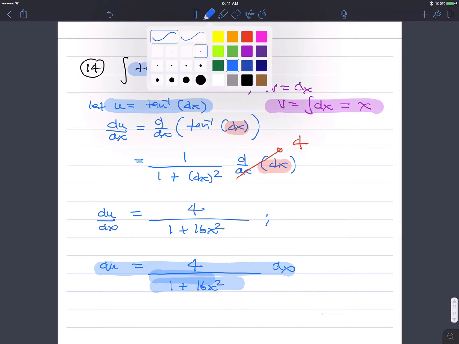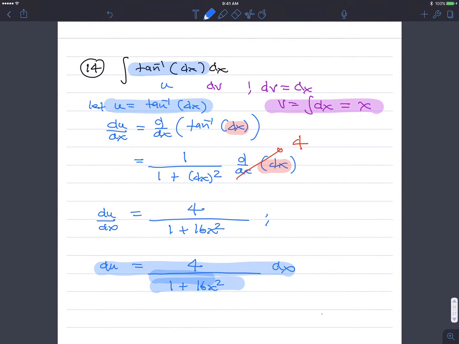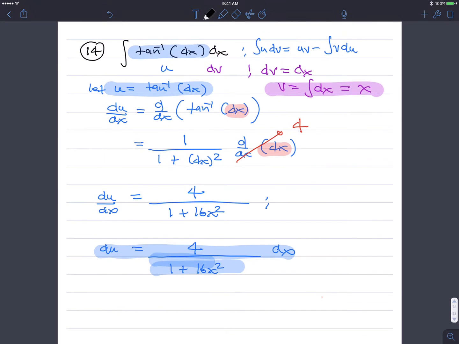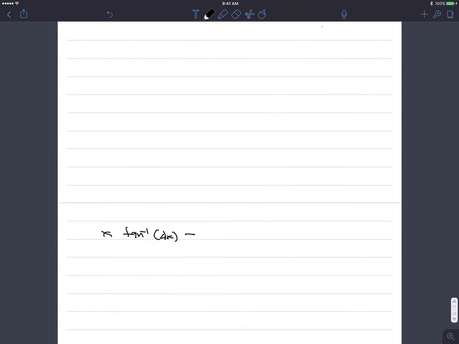Integration by parts. Integral u dv is uv minus integral v du. So u is inverse tangent 4x and v is x. Here's what we're going to have. X inverse tangent 4x minus integral of v. V is x.